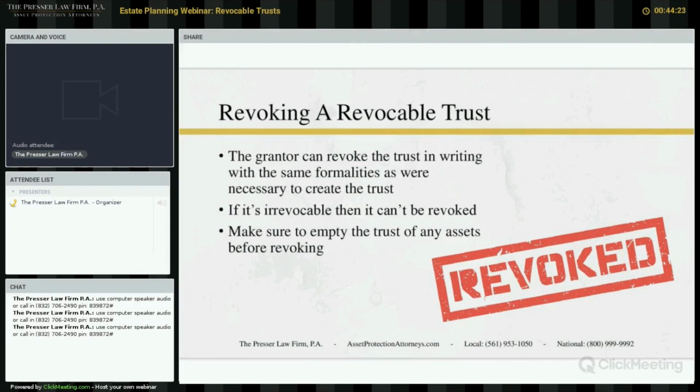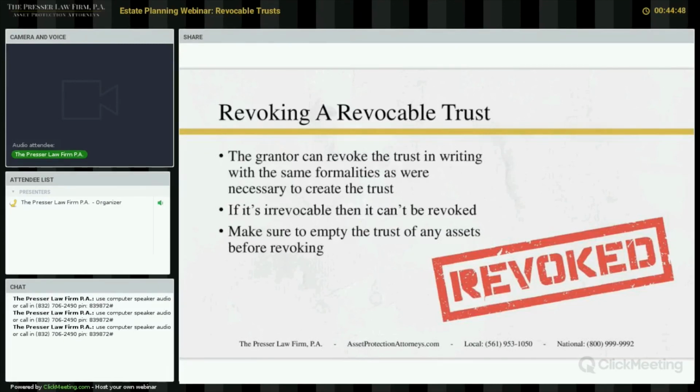But the key is that if you're going to revoke your trust, you have to make sure to empty it. For instance, if you own a piece of real estate and it's in the trust and you revoke the trust, well, there's nobody now to sign to do anything with that real estate. It's a huge problem. It's going to be a title nightmare. So make sure before you ever revoke a trust that you are 100% certain that everything is outside of the trust, which is why most people don't revoke.